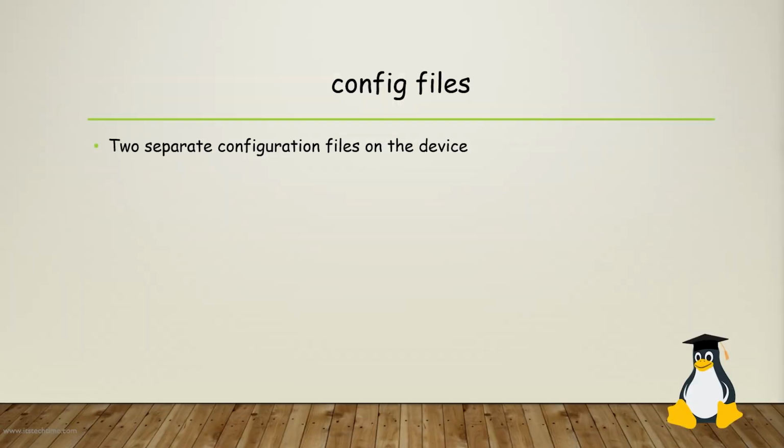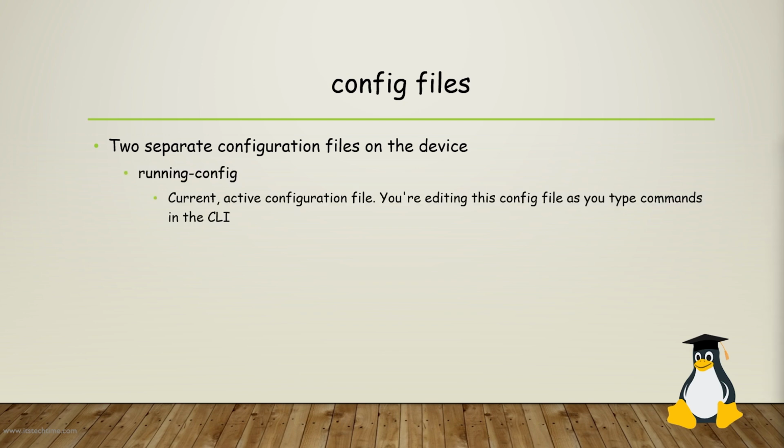When you're in global configuration mode, you're able to edit the config files on the device. Now there are 2 separate configuration files found on Cisco devices. One is the running config. This is the current active configuration file on the device. As you enter commands in the command line, you edit the active configuration. The other config is what's called the startup config. This is the configuration file that will be loaded up the next time the device is restarted.